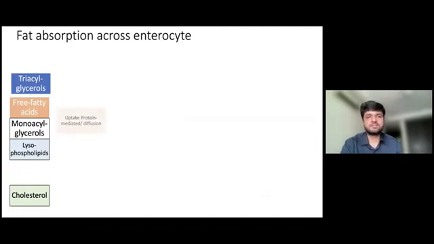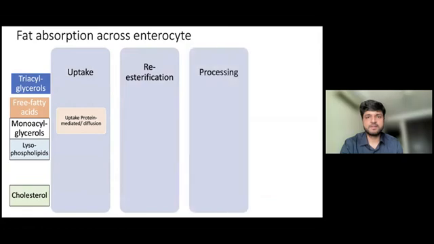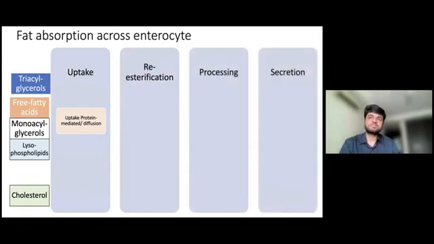And the absorption itself is a very closely regulated mechanism. There are four basic steps. The first is the uptake by the enterocyte. And then there is reesterification, because the internal compartment of the cell is full of hydrophilic material, and the hydrophobic fat droplets cannot be just absorbed. So they need to be reesterified. And then they are processed, and then they are absorbed.